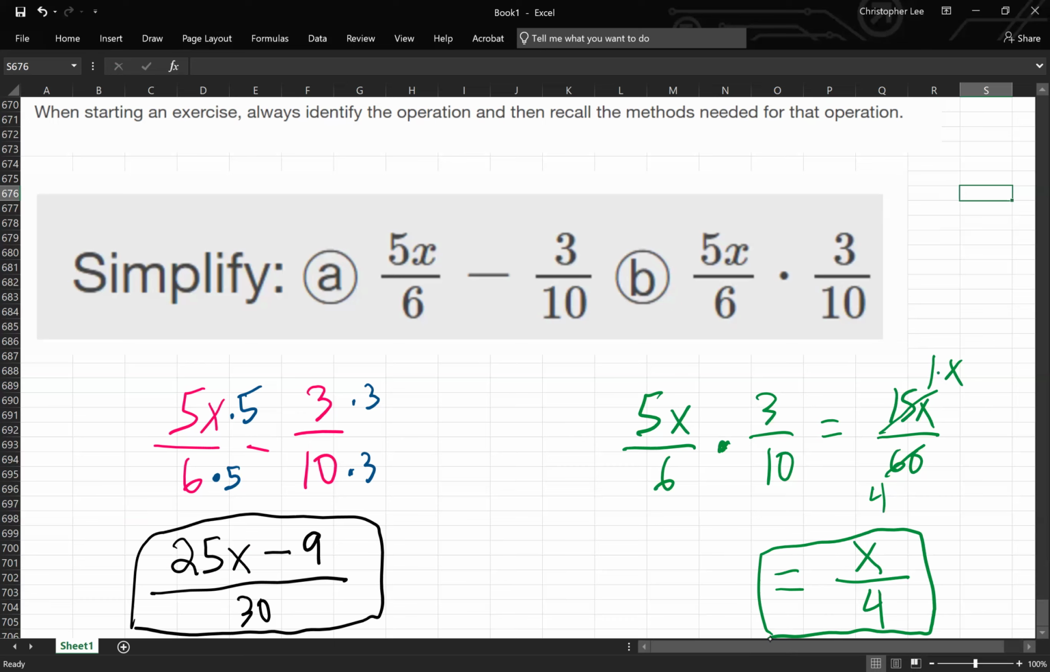The 3 multiplied. 3 times 5 is 15, so 15x. And then I reduced it. 15 goes into 60 four times.